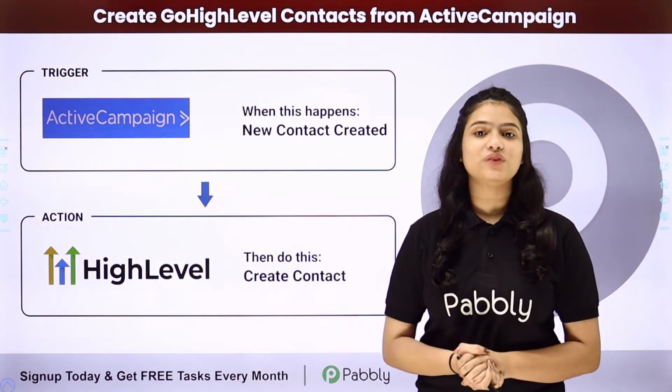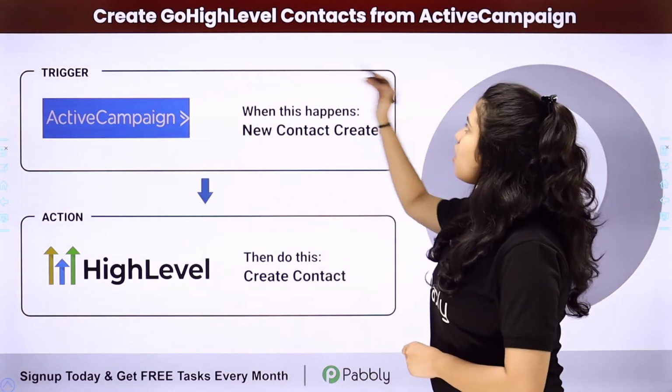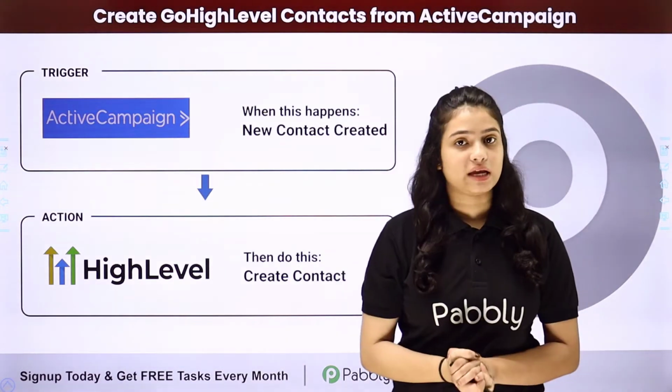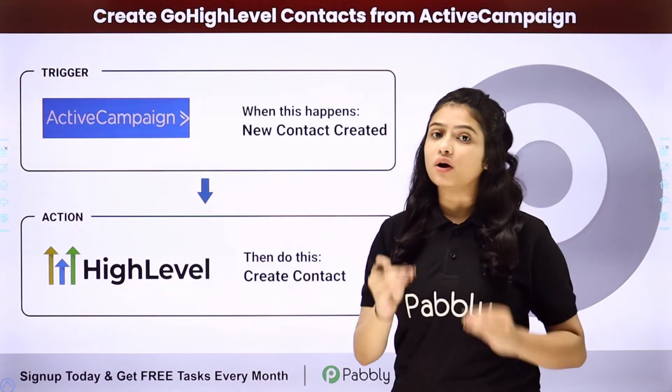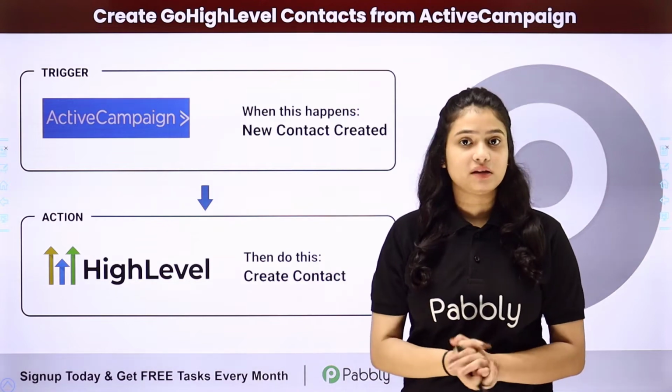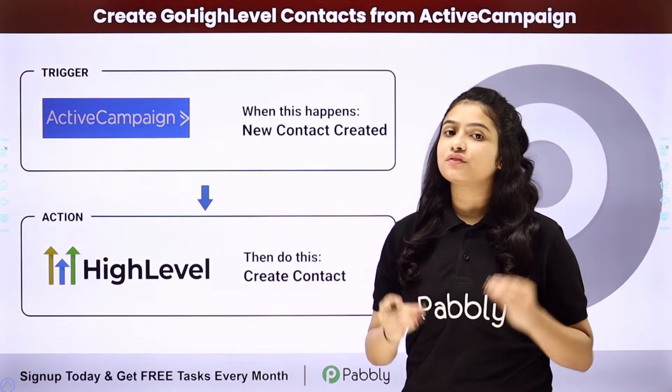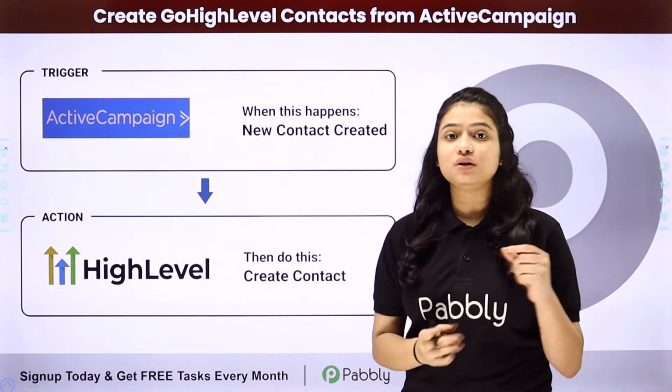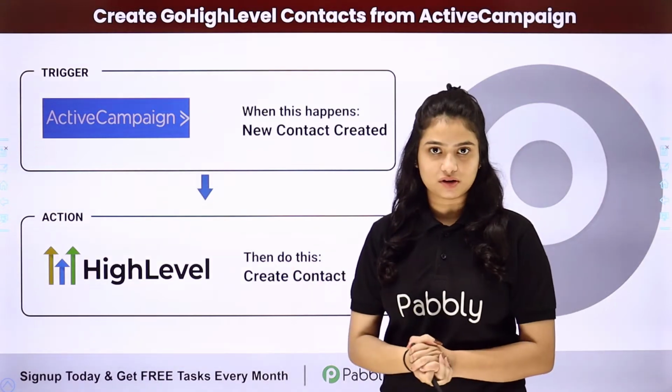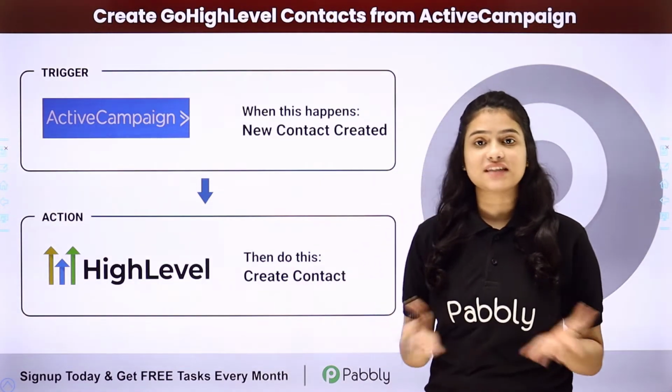In today's video, we are going to learn how to create GoHighLevel contacts from ActiveCampaign. I want that whenever a new contact is added in ActiveCampaign, automatically by using the details of the same contact, I also want to create a new contact in my GoHighLevel account. So how we are going to do this process effortlessly?